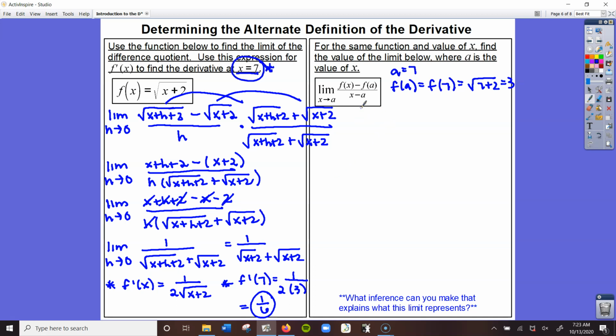So now I'm ready to find this particular limit. So we have the limit as x is approaching 7 of f of x, which is the square root of x plus 2, minus f of a, which is 3, all over x minus 7. Now, in order to find this limit, we need to use the conjugate method again. So I'm going to multiply by the square root of x plus 2 plus 3.